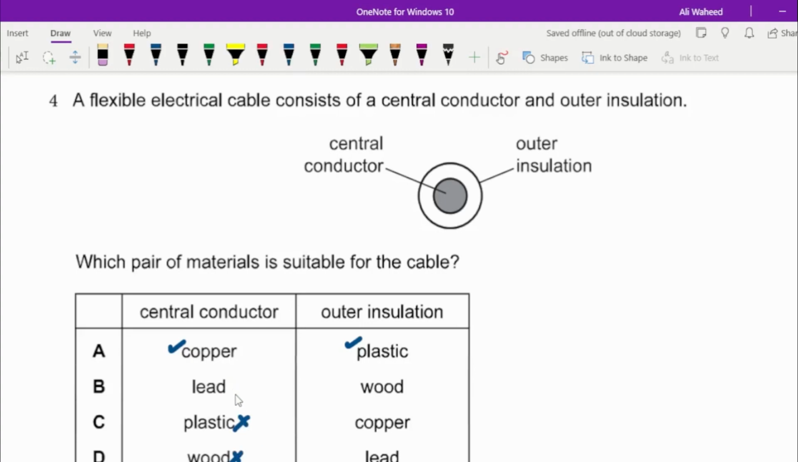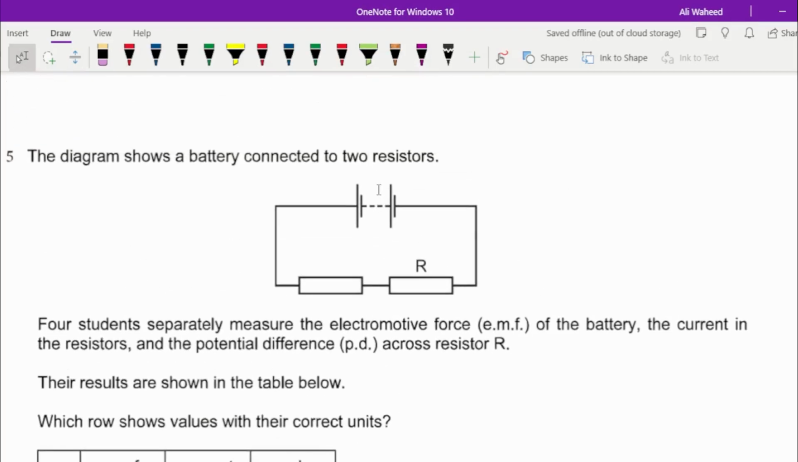Because lead, okay, you can say that the lead is a conductor of electricity, but the wood is not used as the insulator because the cable would not be stretchable. You would not be able to move the cable around easily. So the most compatible option is A. Alright, over to the next one.